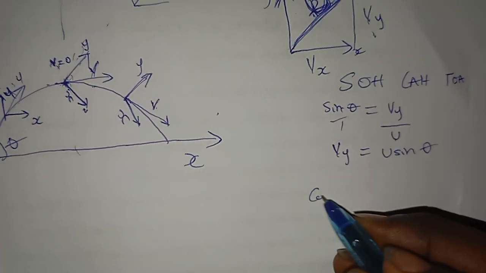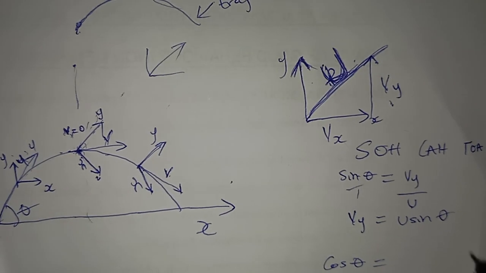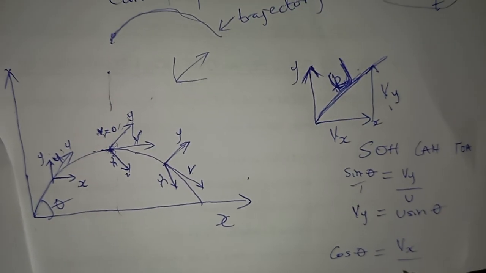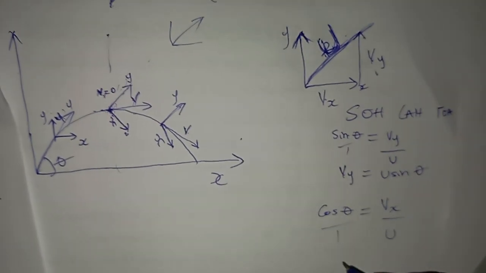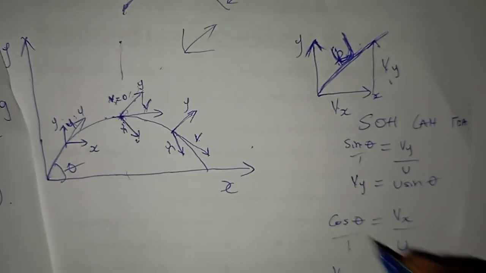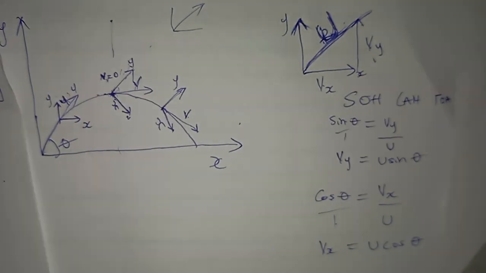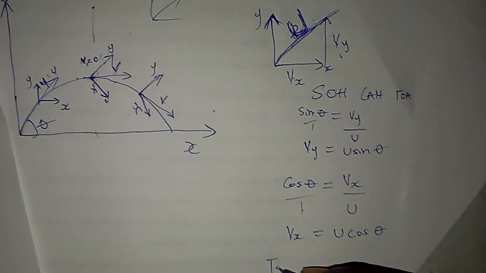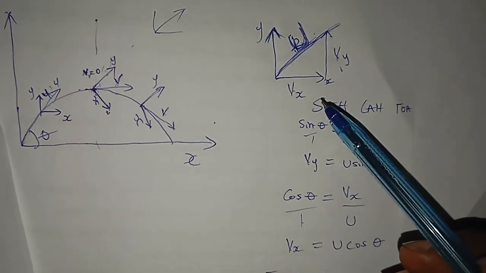Then for cos theta, I remember that it's adjacent over hypotenuse. Here is the adjacent, this is the hypotenuse, the longest side. So I have Vx over u. Cross multiply, you get Vx times 1 equals u cos theta. So Vx equals u cos theta. So now for tan theta, it is always opposite over adjacent.